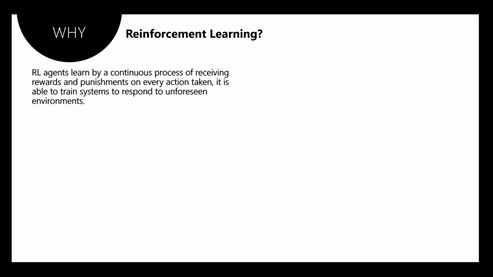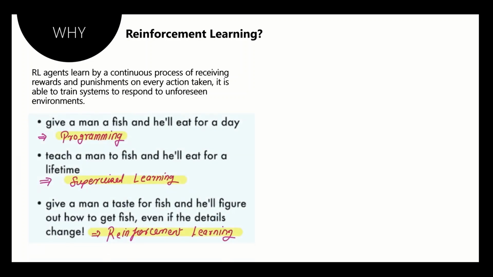an RL agent learns by a continuous process of receiving rewards and penalties, and that makes them robust to being trained and to responding to unforeseen environments. Let's take this example. In the case of reinforcement learning, it's all about experiential learning. And that's why we say, give a man a taste of fish and the rest he will figure out, unlike supervised learning, where we need to explicitly teach or supervise him via the data, the labels, etc.